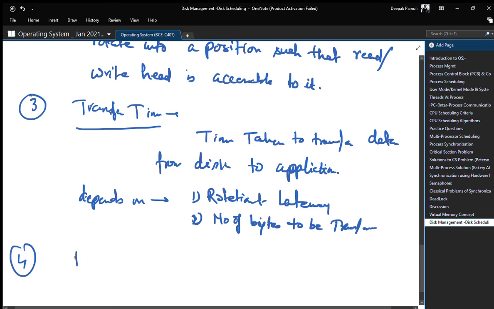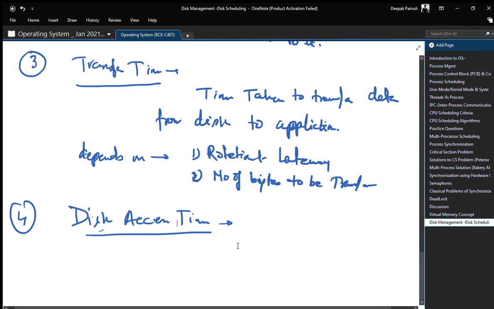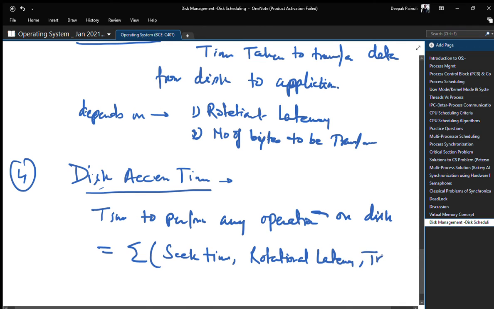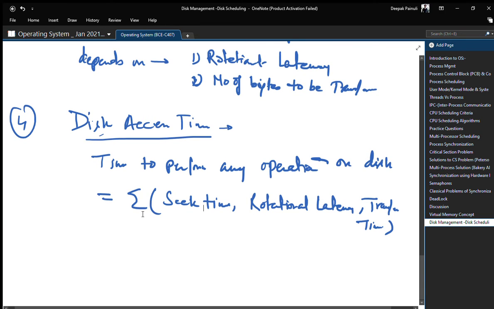Fourth one will be disk access time. These are now hybrid criteria. So total disk access time will be known as the time to perform any operation on disk, either a writing operation or a reading operation. So it will be equal to the summation of seek time, rotational latency, and transfer time. The summation of all these three times will be known as disk access time, right?